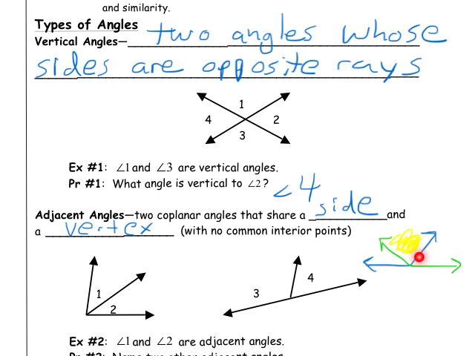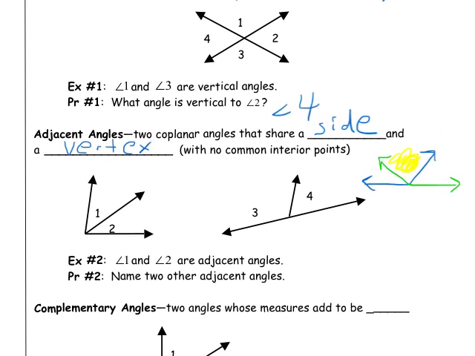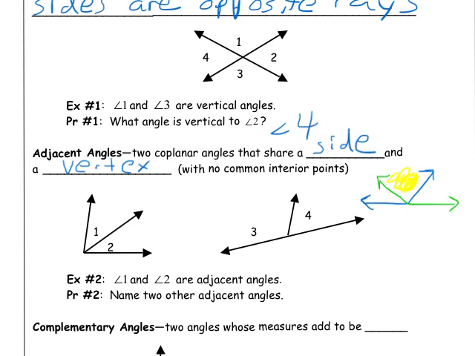It's actually not adjacent at all, because in order for it to be adjacent, they need to be sharing a single side like this, and one angle be on one side and one angle be on the other. That's what we mean by no common interior points. So that's what an adjacent angle is. So the example says, hey, 1 and 2, they are adjacent angles. Can we name two other adjacent angles? Well, 3 and 4, they are adjacent as well.